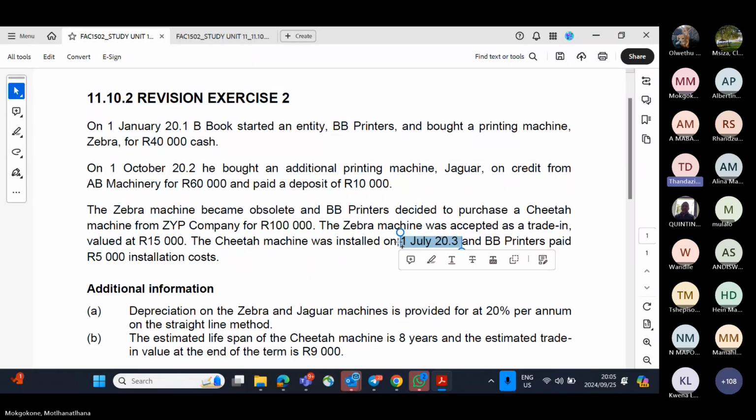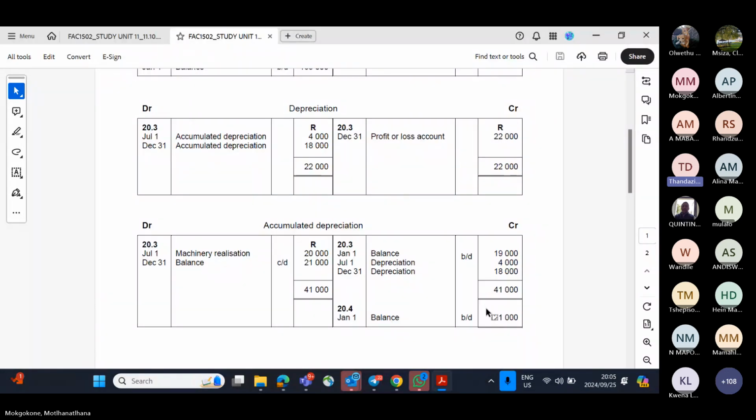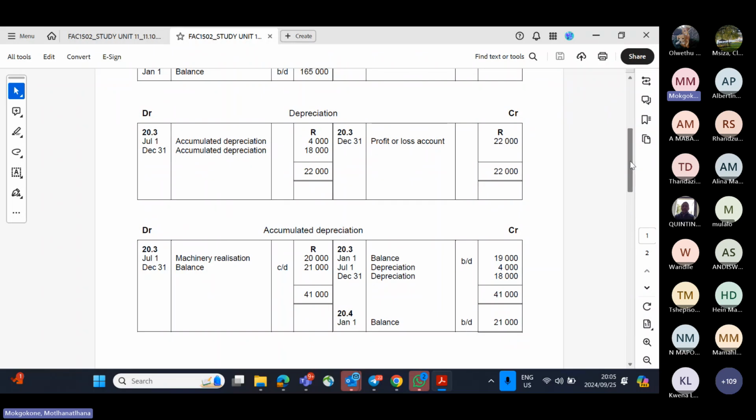Okay, I think we have just 2 more questions and then we're done with questions. The first question is, how did we get 22,000? And the last one is, how did we get 19,000? The 22,000, we addressed it, is the 4,000 for depreciation for Zebra for the current financial period. Remember, Zebra was traded in during the current financial period.